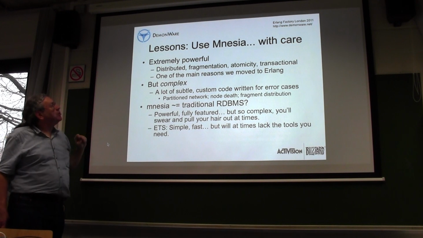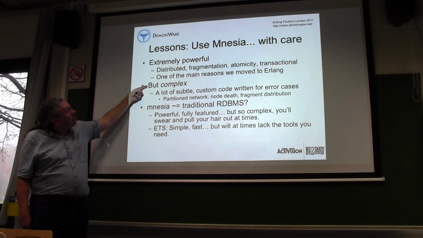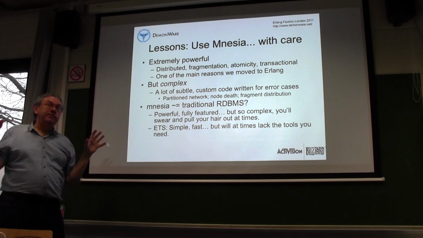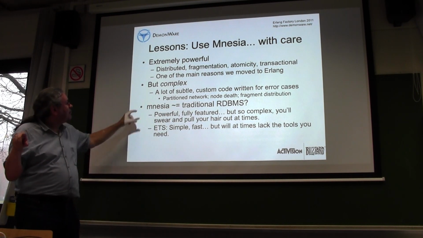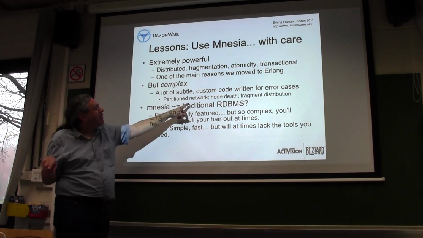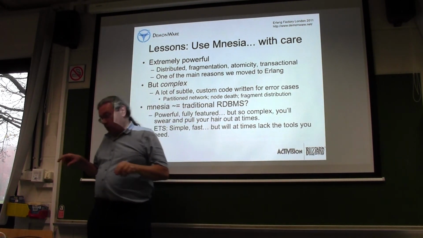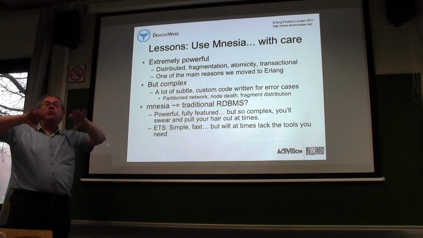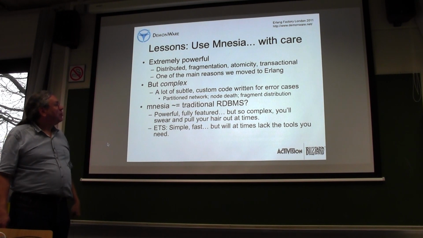They really liked Mnesia. But Mnesia is complex. This is a really complicated thing. Big databases tend to be complicated. A lot of subtle custom code. It handles partitioning. It handles node death, when a node crashes. It handles fragment distribution. How do you spread the database over multiple nodes?